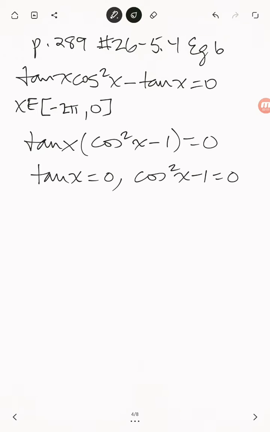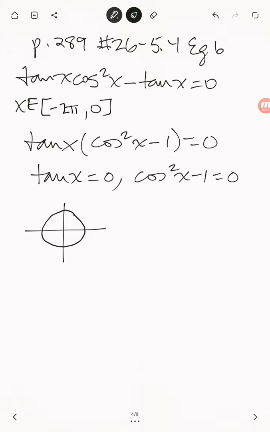From tan x equals 0, we need to locate the quadrants that we're in. Actually, no, we don't need to locate the quadrants that we're in. Why not? See if you can answer that question on your own. Pause the video a minute. And the reason is because tan x being 0 would be on the unit circle, not in a quadrant. So we need to look at our unit circle.